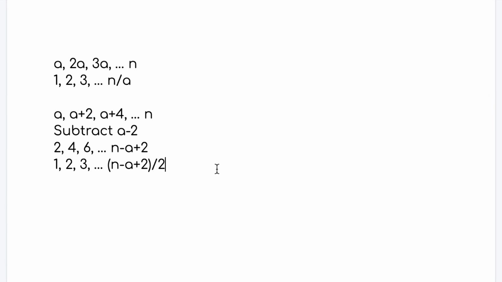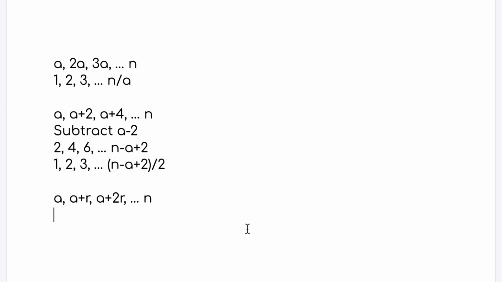So now we're going to generalize it even more. Now we're not only adding 2 every time, we could be adding any number. So let's say we're going to have A, and then A plus, let's call this number R. So we're going to have A plus R, A plus 2R, all the way up to some number n. And of course n has to be somewhere in this sequence.